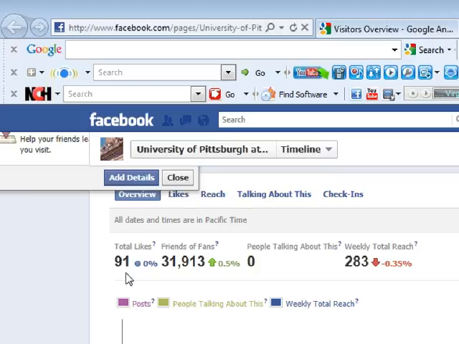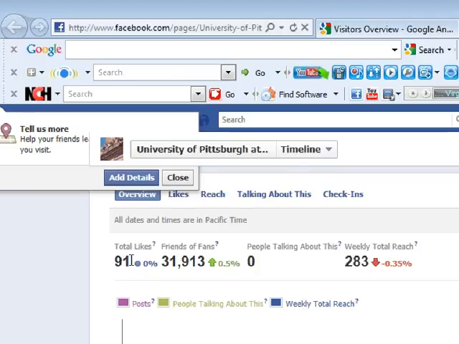Now, what this tells us, the University of Pitt official page has 91 likes. Typically, this number that sits next to it, if a campaign for Facebook is done right, they're telling us, and the edge rankings are put into play for Facebook, we can reach a potential audience of 31,913. That's based off of the 91 likes that University of Pitt has on their site.